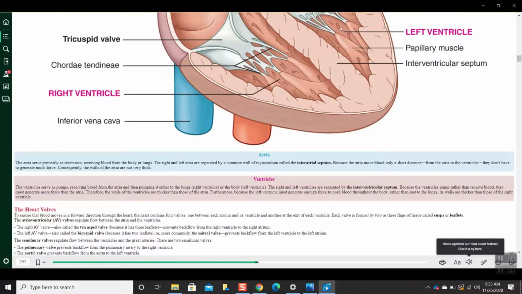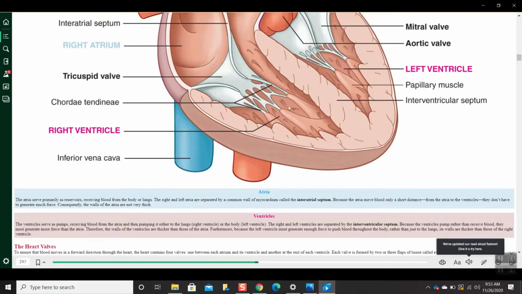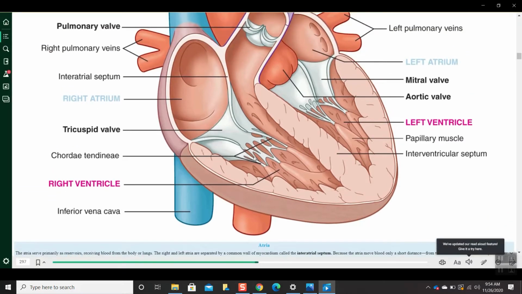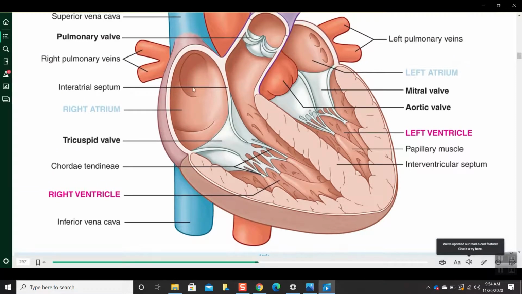And the 2 bottom parts you can see are the ventricles. You have the right ventricle and the left ventricle. The ventricles are responsible for pumping the blood out into the body, or into the lungs, depending on which one it is. So the atria receive the blood, and the ventricles pump the blood.